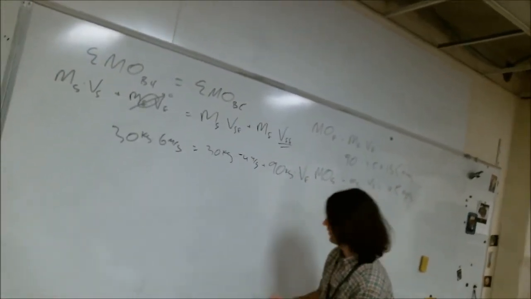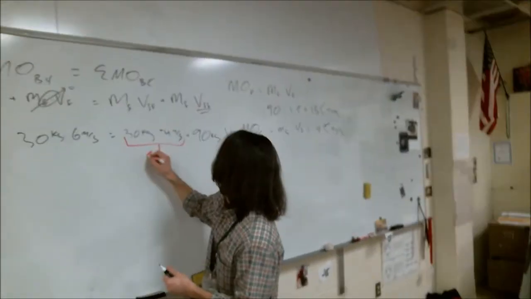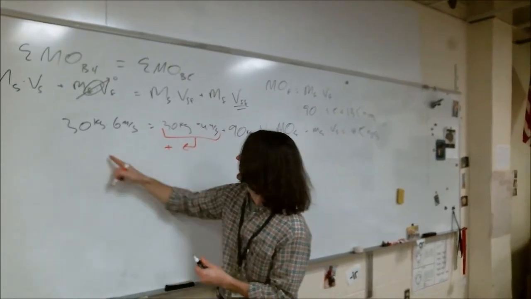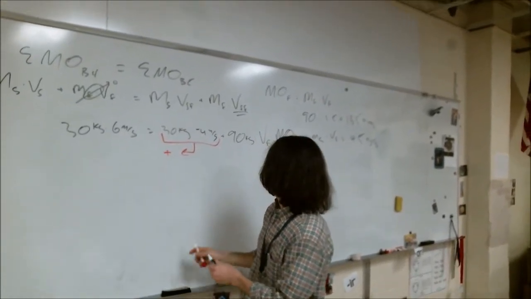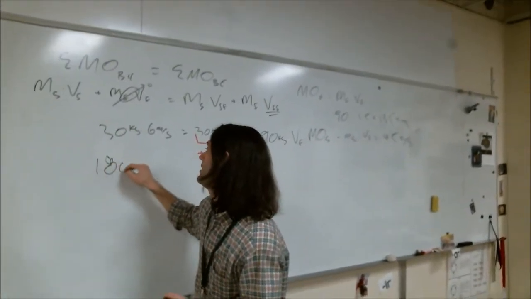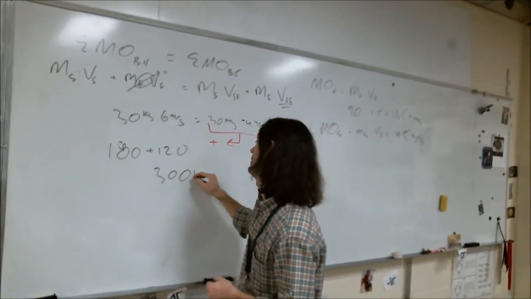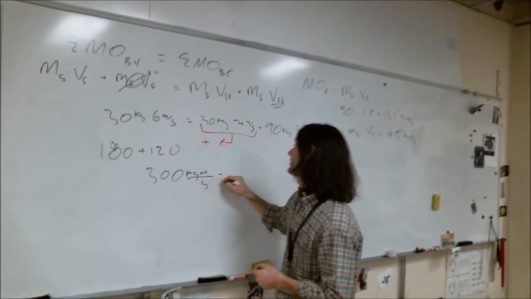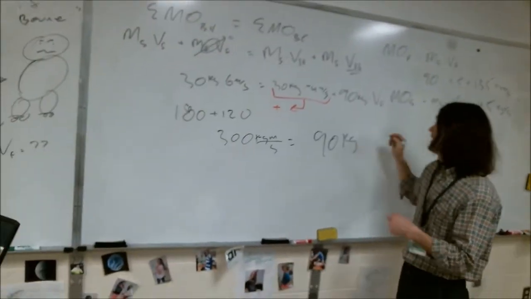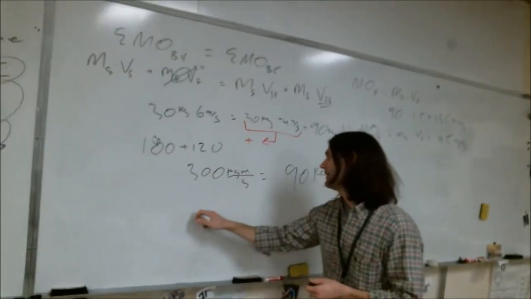All right, so when we move this over, I will not push the minus button. I will push the plus button. So 30 times 6 is 180. We're going to add 120 to that. 180 plus 120 is an even 300. Kilogram meters per second is clearly the same thing as 90 times some VF. I don't know either, but 300 divided by 90.